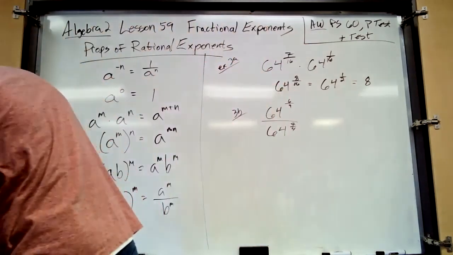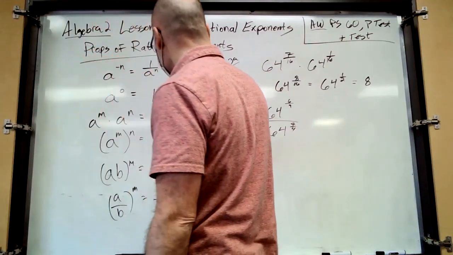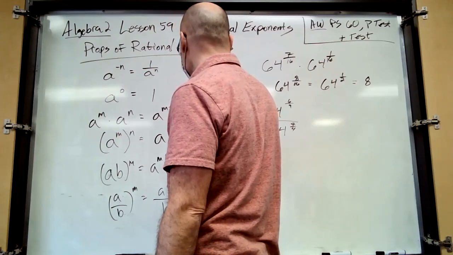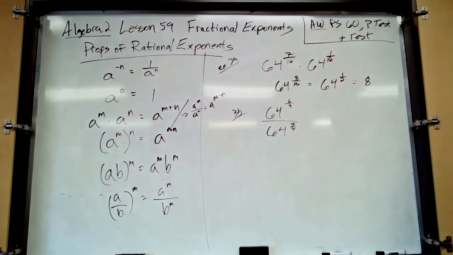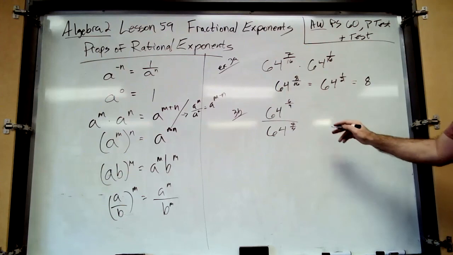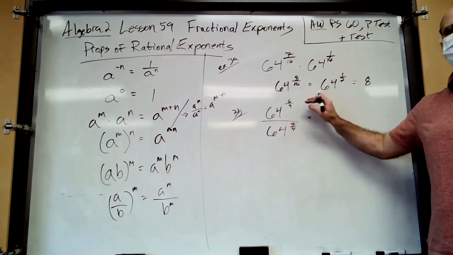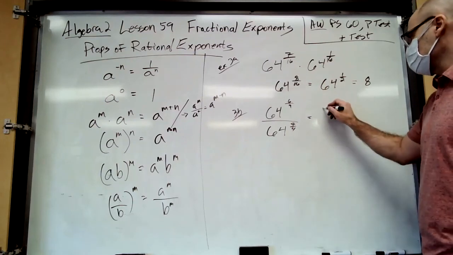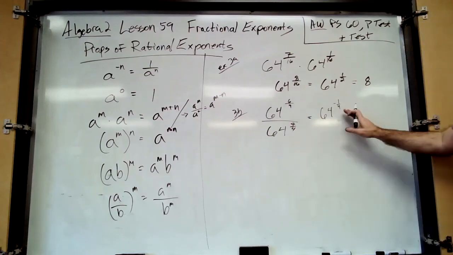Oh, we forgot one of the rules, didn't we? After the product rule, we have the quotient rule. So a to the m over a to the n is just a to the what? Subtract, right? m minus n. So what do you do with those exponents? You could bring this up and make it negative and add them, or you could subtract the exponents. What's 6/4 minus 7/4? Negative 1/4.